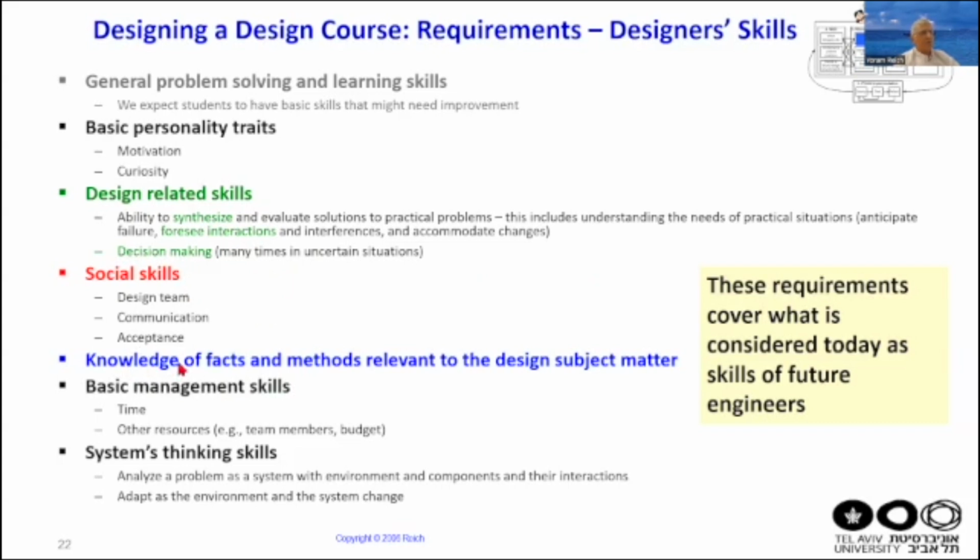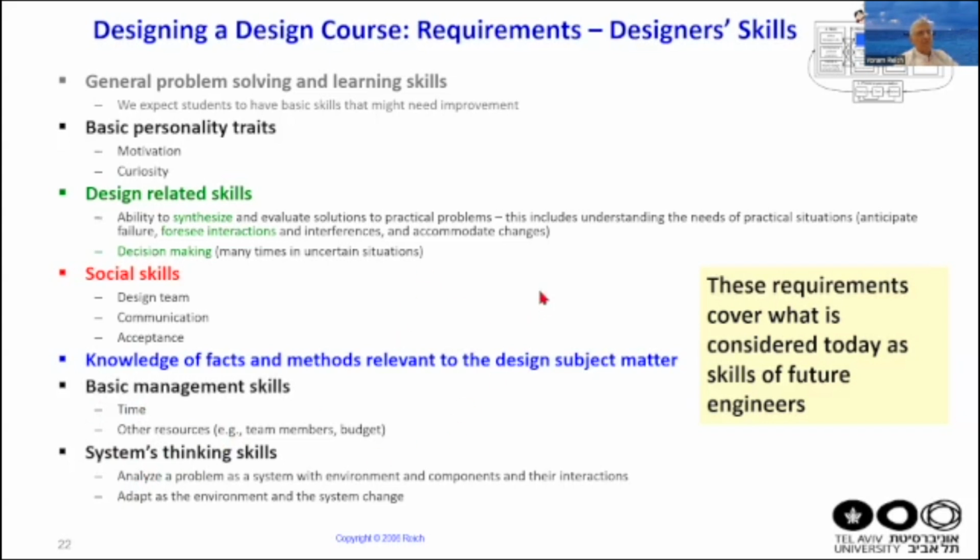Of course, we wanted to know facts and methods relevant to the design subject matter, for example, robotics, mechatronics, and so forth. But this is trivial. I mean, the other things are critically important. Basic management skills, time management, other resources, and system thinking skills.